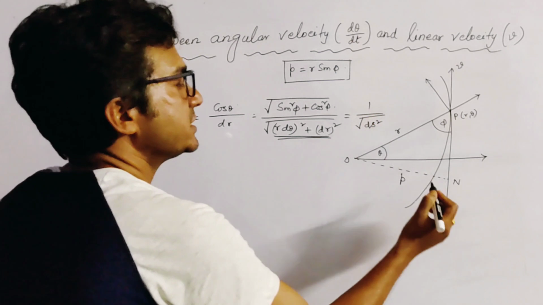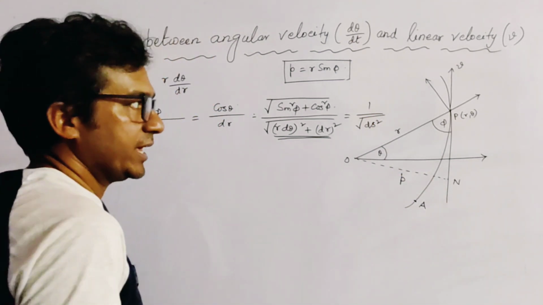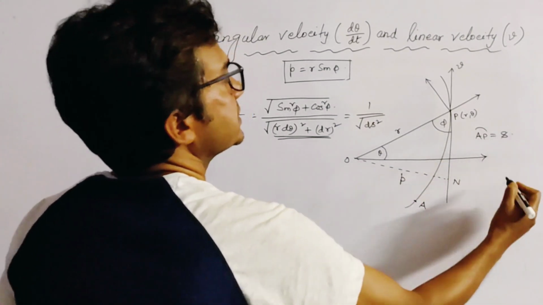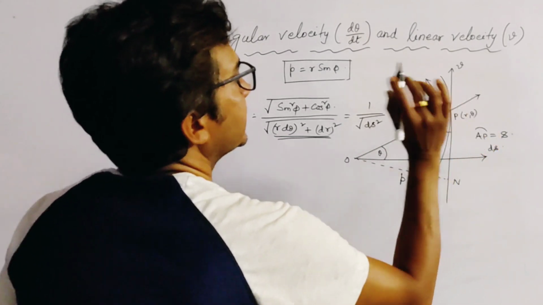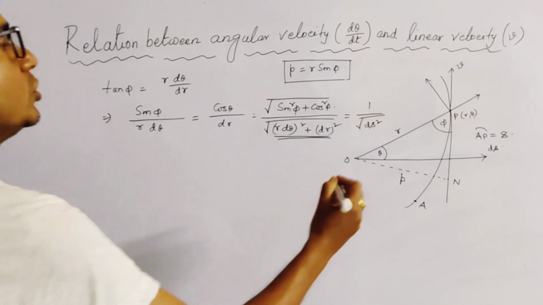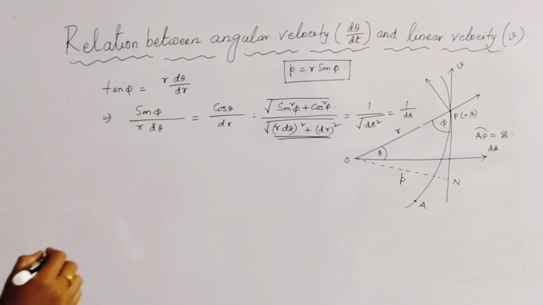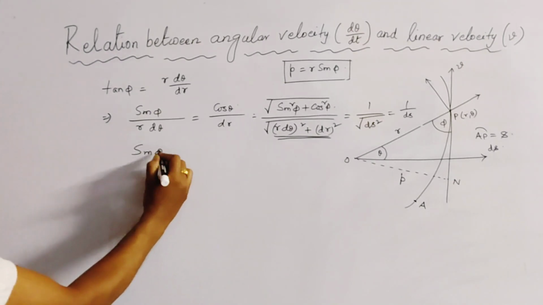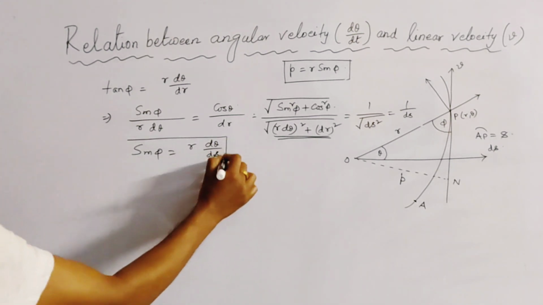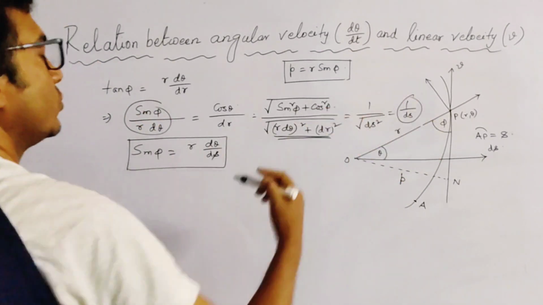And what is ds? Let this be the initial point, known as A, and the length AP or the arc AP is s, and ds is a very small length of arc at P. So we get 1 by ds, and we get sin φ equal to r dθ by ds, by equating this ratio.